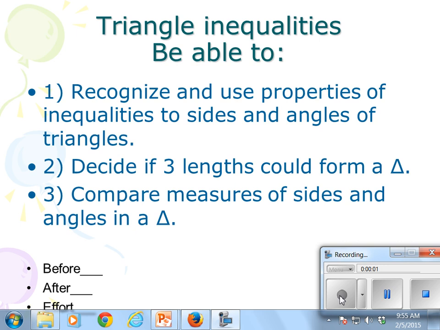Today is, what is today, the 4th, 5th? Today's the 5th. Yeah, it's right there. So today is the 5th.